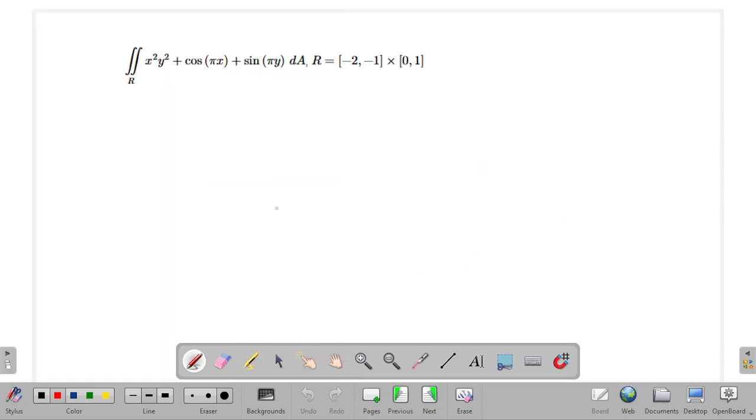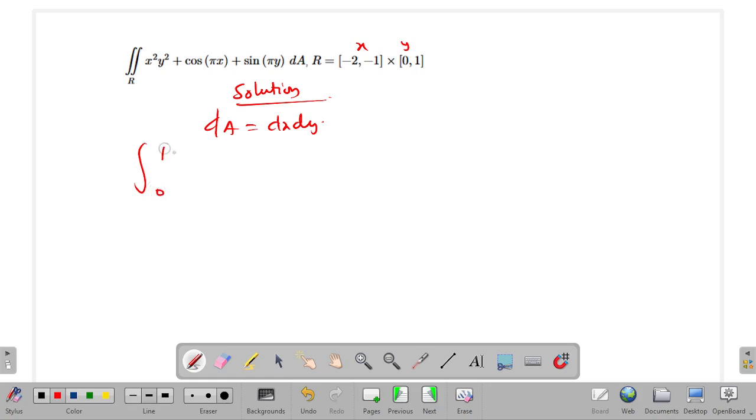For the second problem, I have a very nice problem here, which says that we should find the double integral of x²y² plus cosine of the expression πx plus sine of the expression πy dA. This is my R, which is my region of integration. Now what do we do next? We choose our order of integration. Let's integrate with respect to x first. So the dA is simply equal to dx dy. That means my x is my inner and my y is my outer.